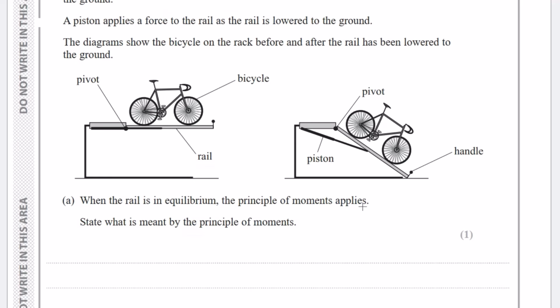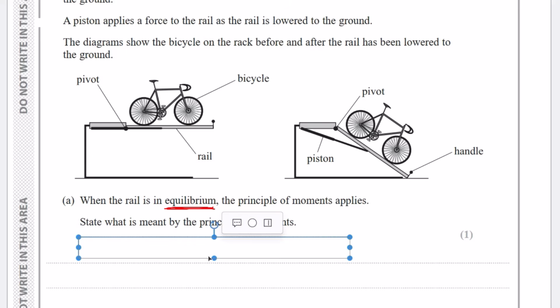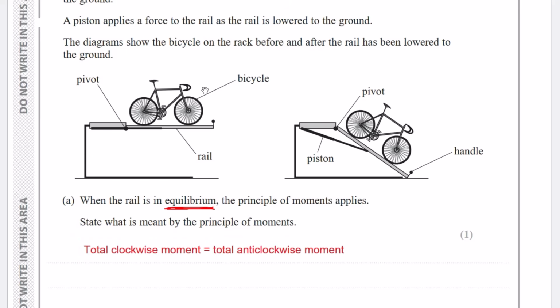When the rail is in equilibrium, I want you all to focus on this specific word, equilibrium. The principle of moments applies. State what is meant by the principle of moments. So when a body is in equilibrium, total clockwise moment is always equal to total anti-clockwise moment. So for a 1 mark answer, this is just fine. And if they had not mentioned the word equilibrium, then 'when a body is in equilibrium' should have been another marking point.